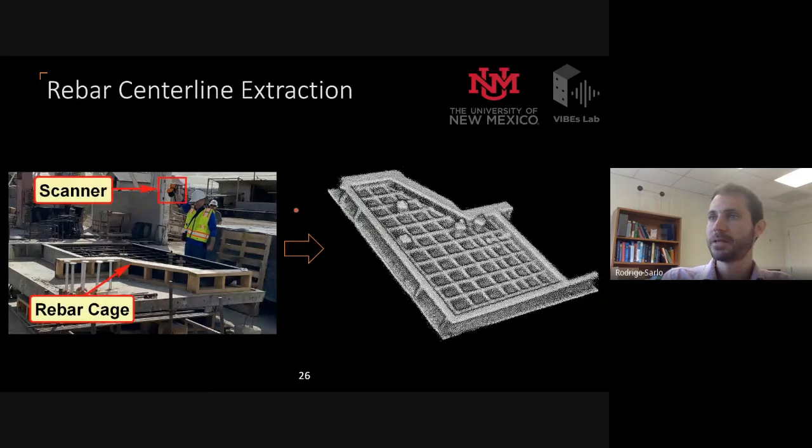And to get back to this idea of multi-structure or multi-domain adaptability, we collaborated with the University of New Mexico to apply this same technique to rebar cage inspection. So this is an inspector using a handheld laser scanner to scan a rebar cage before it gets poured. The result is on the right. So again, a pretty noisy point cloud here.